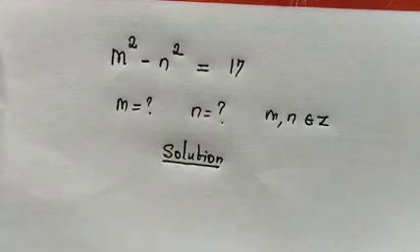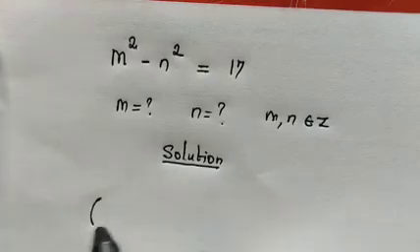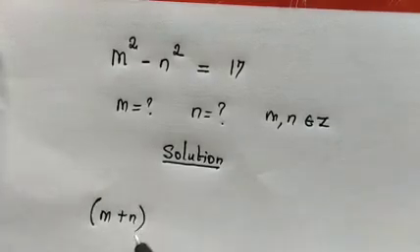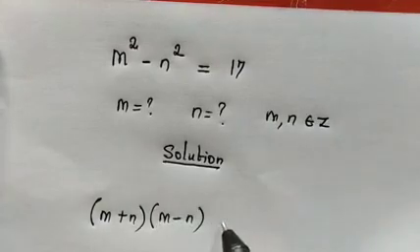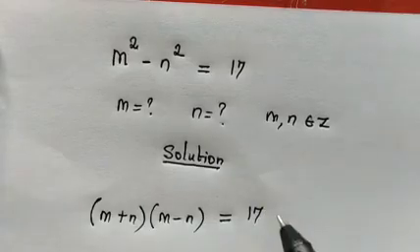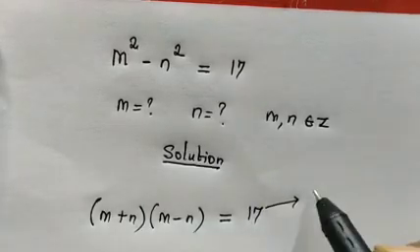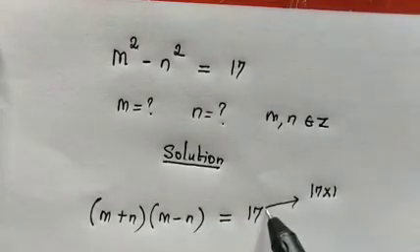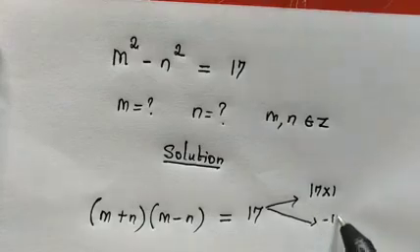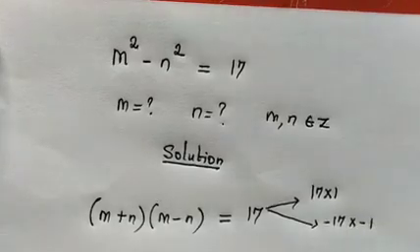From the left-hand side, we have m squared minus n squared, which can be factorized, recalling the difference of two squares, as m plus n multiplied by m minus n, which is equal to 17. Now, we can factor 17 as 17 times 1, and also as negative 17 times negative 1.